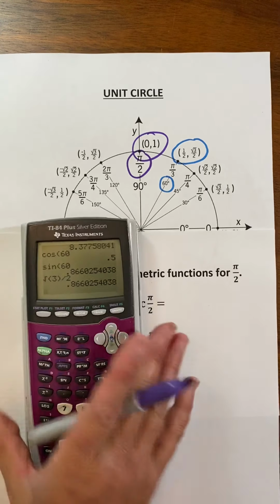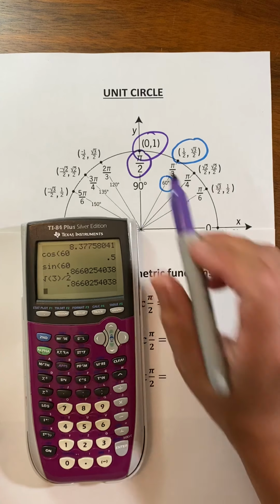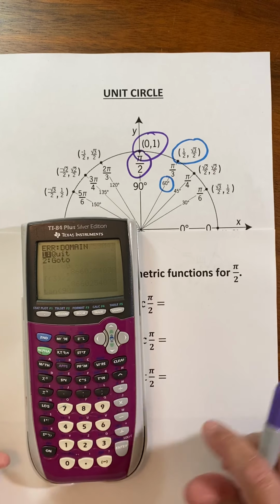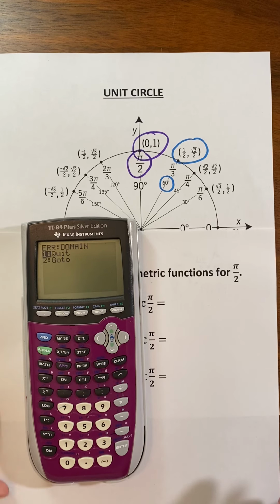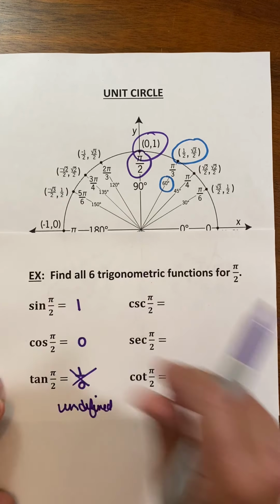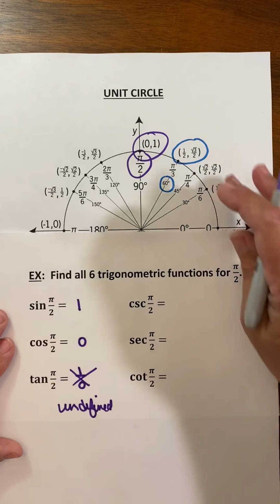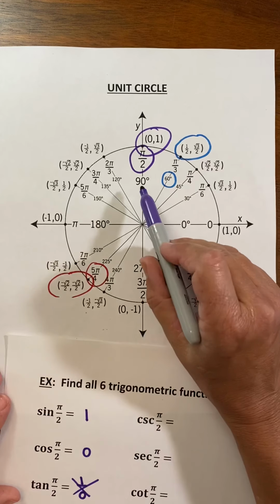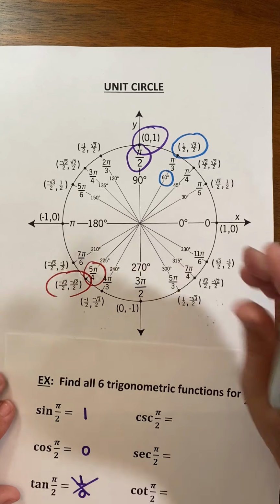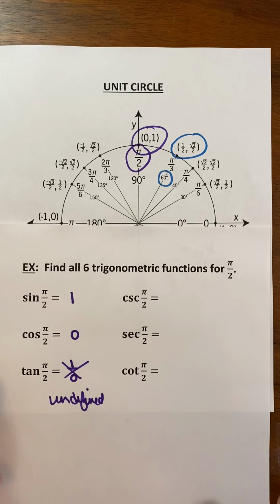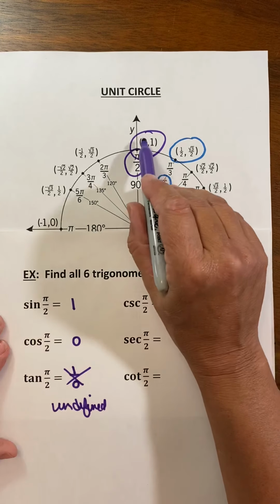If you try to take the tangent of pi over 2, I'm in degree mode. Remember, pi over 2 is 90 degrees. If I take the tangent of 90 degrees, it says error in the domain. There is no output for the tangent of 90 degrees. As a matter of fact, there's no output for the tangent of any angles whose terminal side lands on the y-axis. The cosecant is just going to be 1 over the y-coordinate.